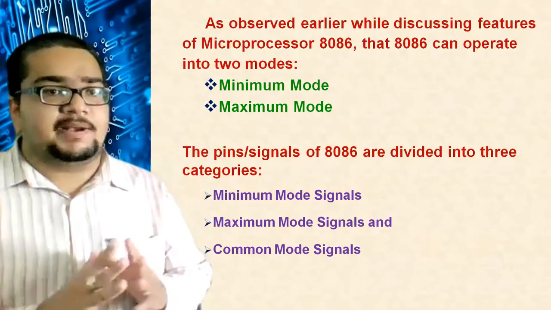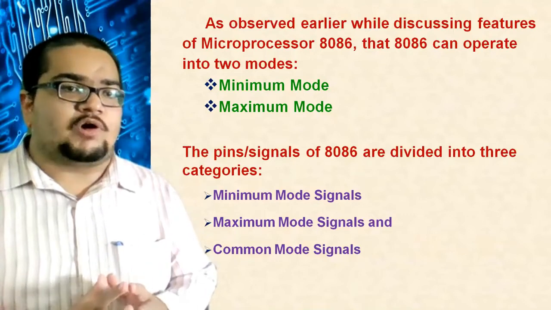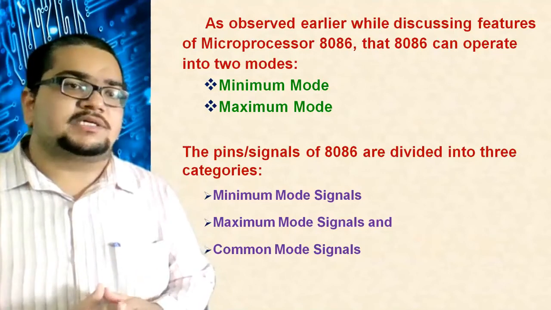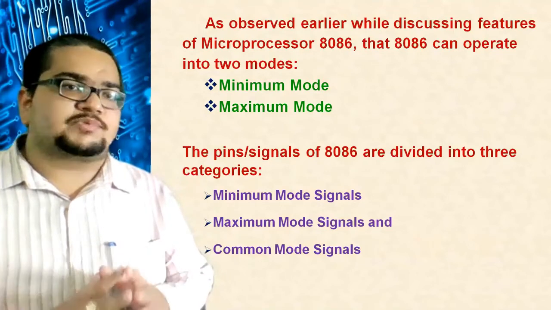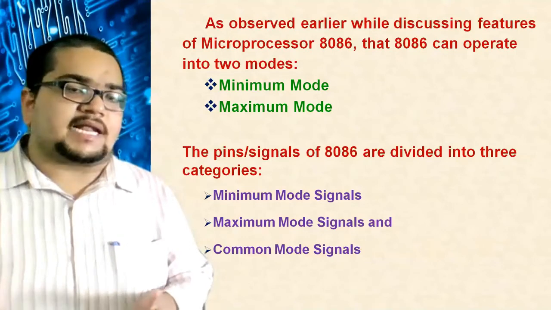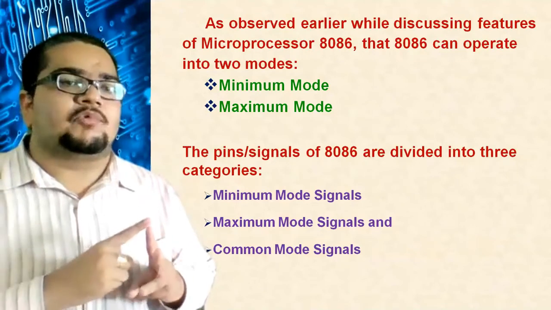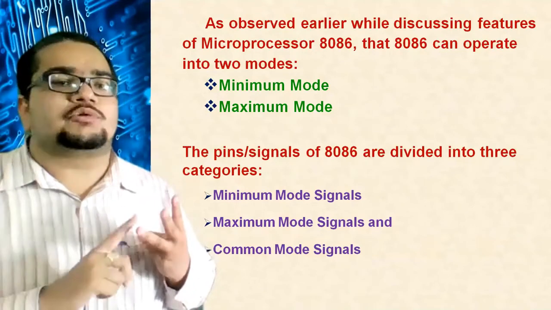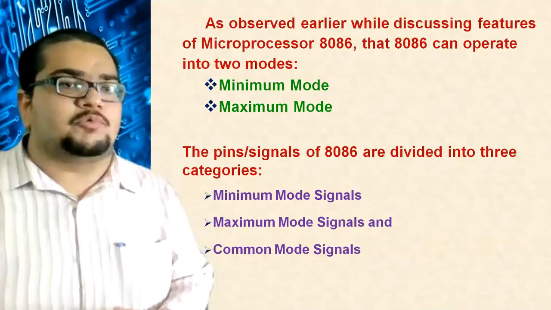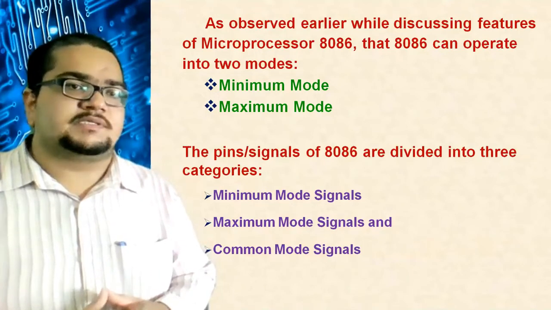Now, depending upon these modes only, all 40 signals, the 40 pins on the 8086 dual inline package, are categorized into 3 types. There are 3 types of signals totally. The first we call minimum mode signals. The second are called maximum mode signals, obviously, because the 8086 can be in a minimum mode or maximum mode. The third one is the common mode signals. That means the signals or pins which are common for both the modes.